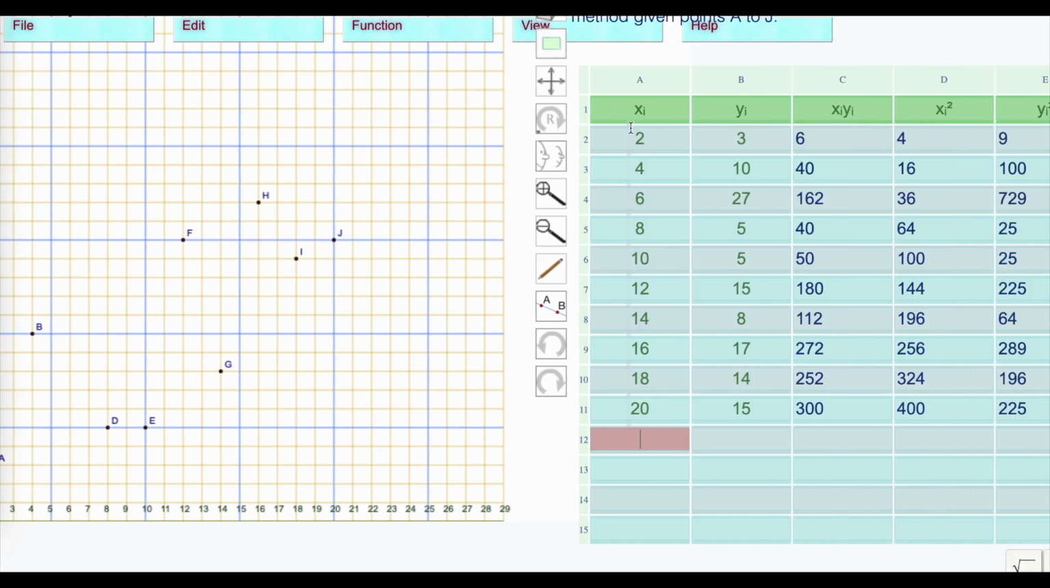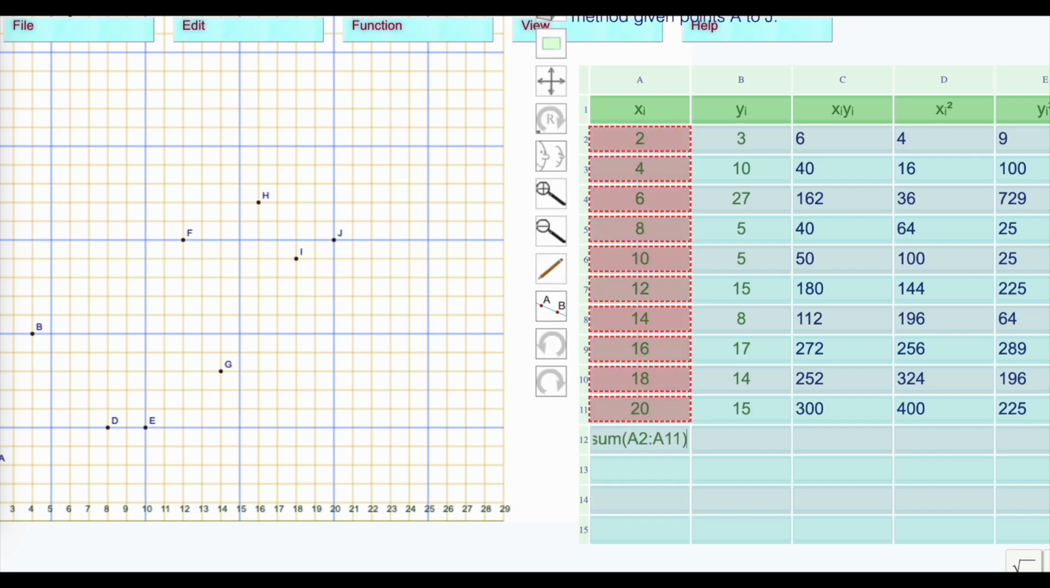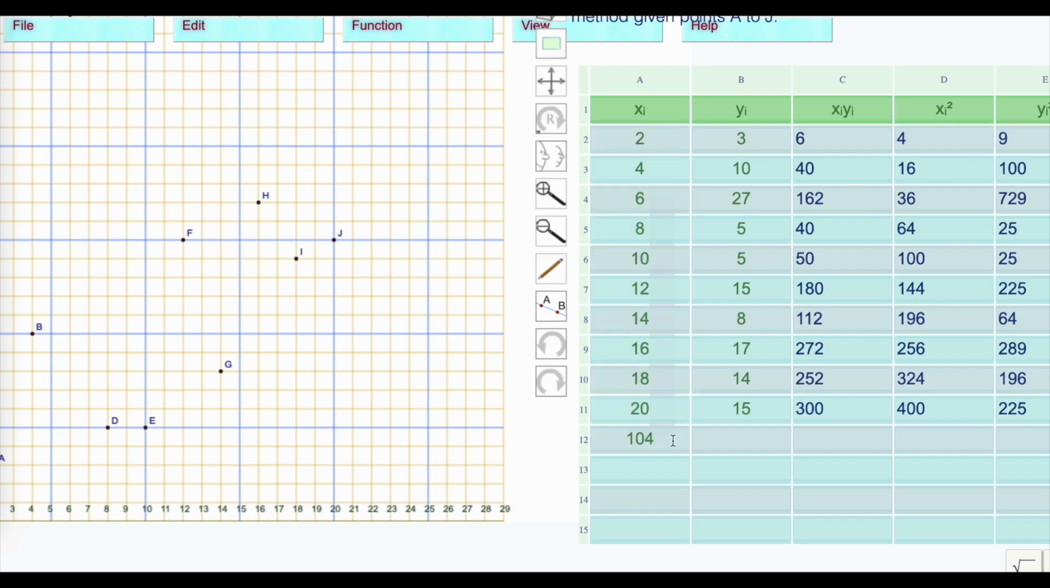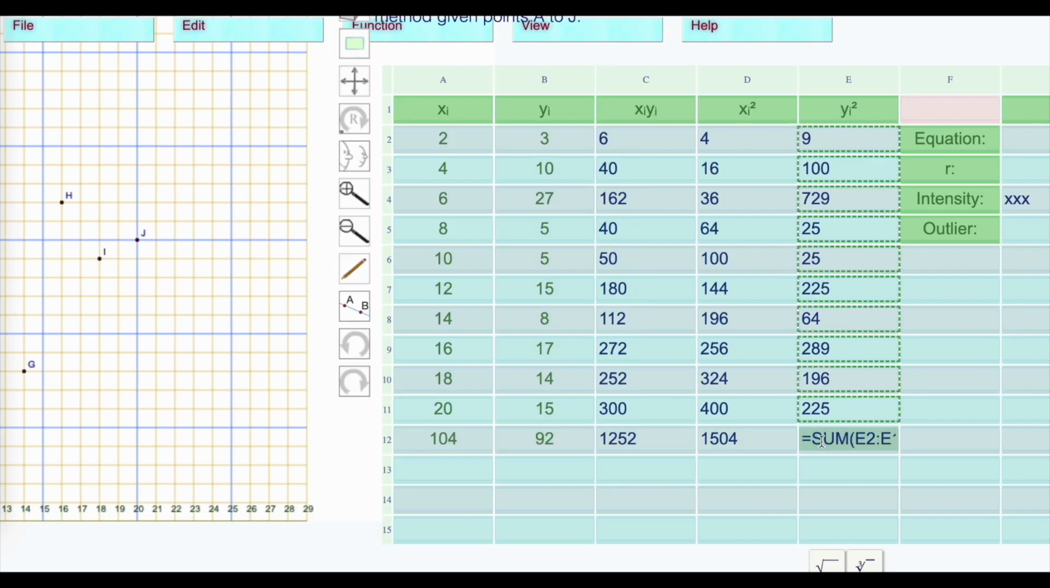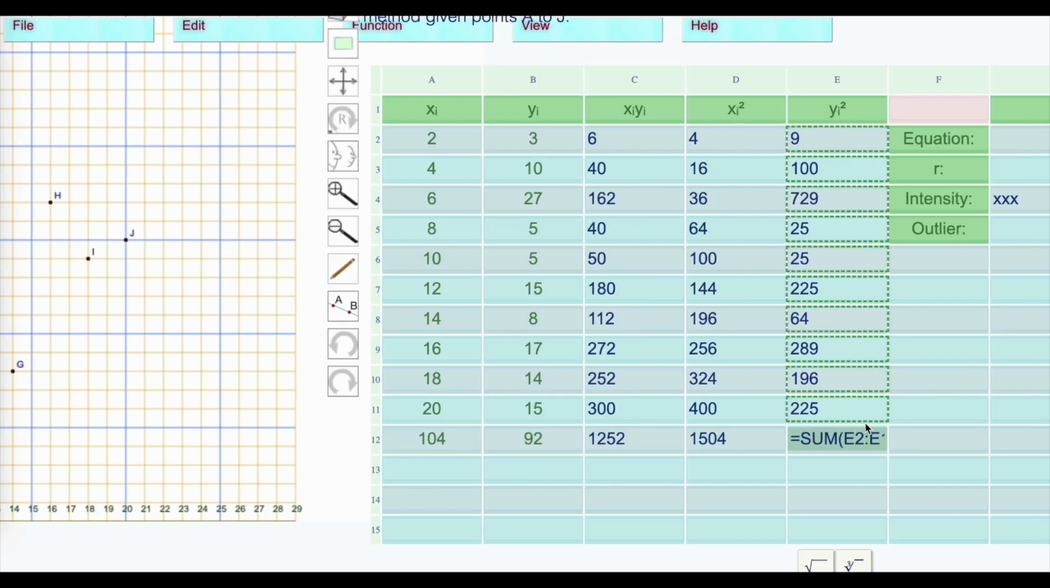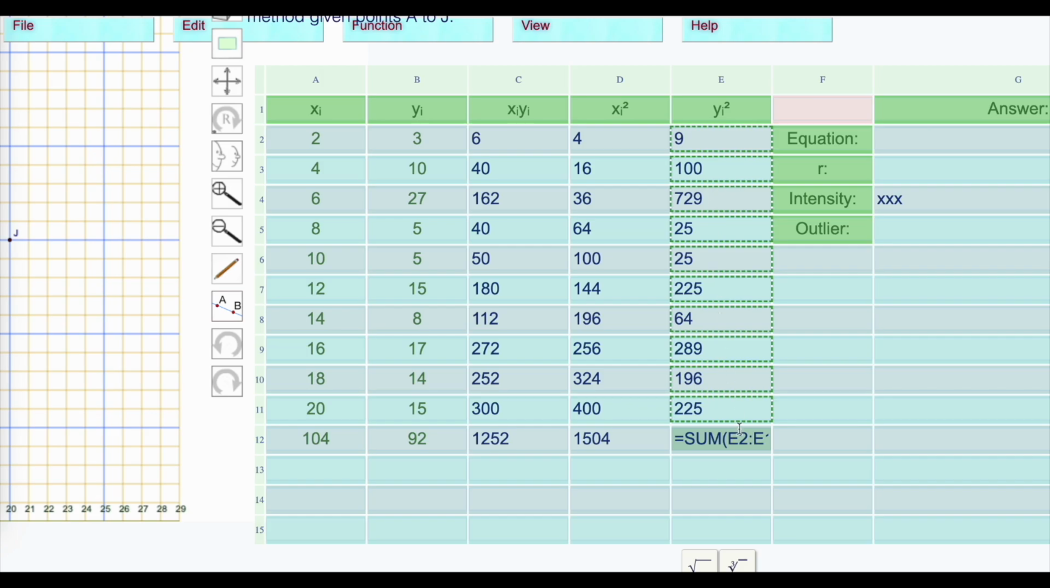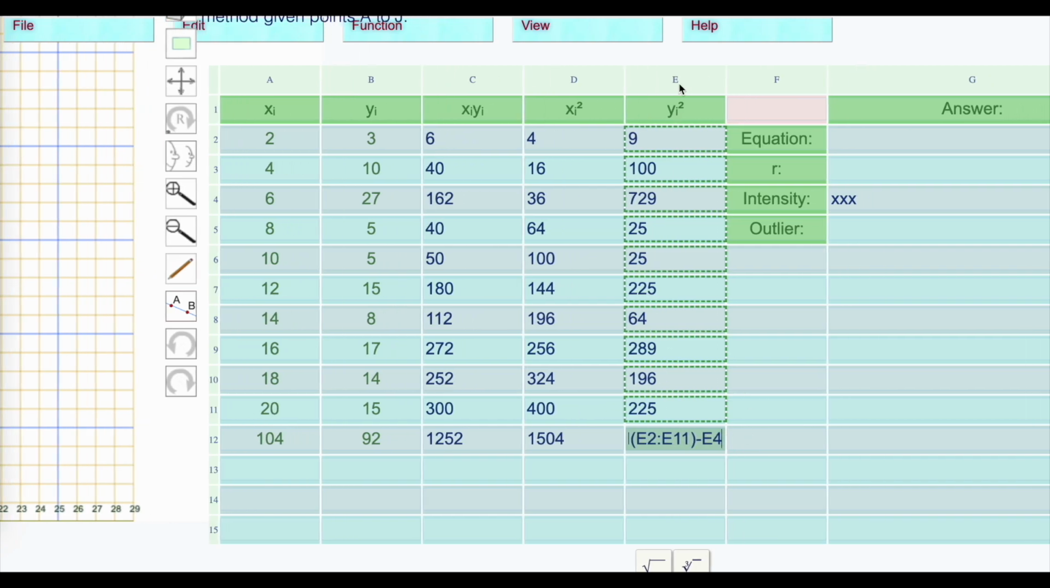I want to remove the C point, which is the 6, 27. I need to do the sum of all of these values. It's equal to the sum of all the x's, but I want to take away that C point. I'm going to remove the 6 by doing subtract and clicking on the 6, A4. When I fill that right, it'll do the same thing for each column. For this one, for example, it's adding up all of these values, but it's removing the 729, which is E4.